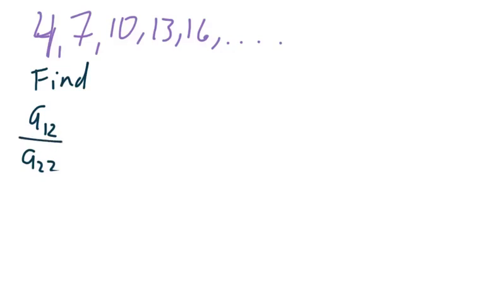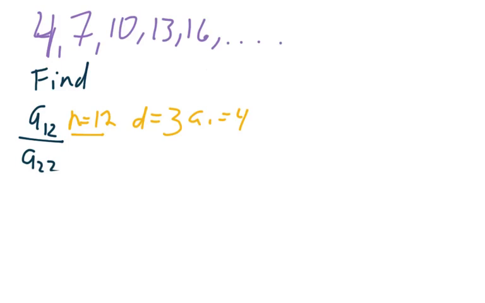Alright, so we're going to find the 12th, or A12, which means the 12th term. So on this one, our n value is 12. So if we find out 7 minus 4 is 3, 10 minus 7 is 3, 13 minus 10 is 3. So we can see this is arithmetic. And so our n value is 12, our common difference is 3, and a1 is 4.